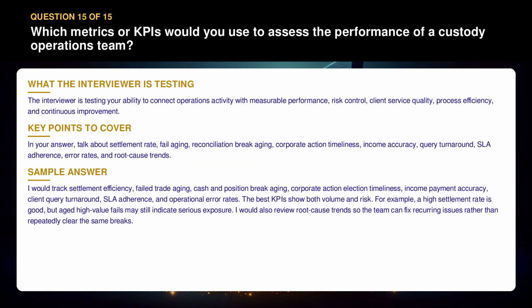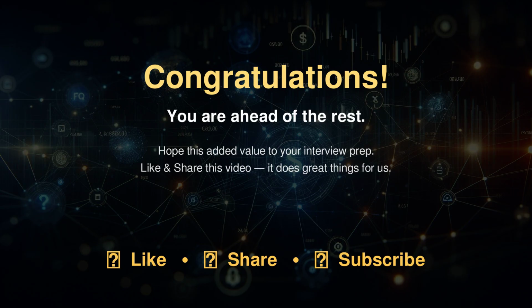I would track settlement efficiency, failed trade aging, cash and position break aging, corporate action election timeliness, income payment accuracy, client query turnaround, SLA adherence, and operational error rates. The best KPIs show both volume and risk. For example, a high settlement rate is good, but aged high-value fails may still indicate serious exposure. I would also review root cause trends so the team can fix recurring issues rather than repeatedly clear the same breaks.